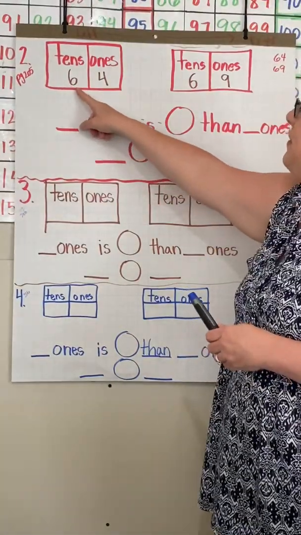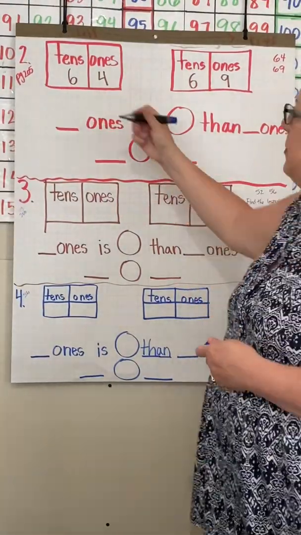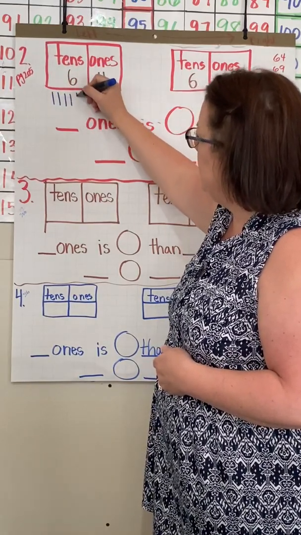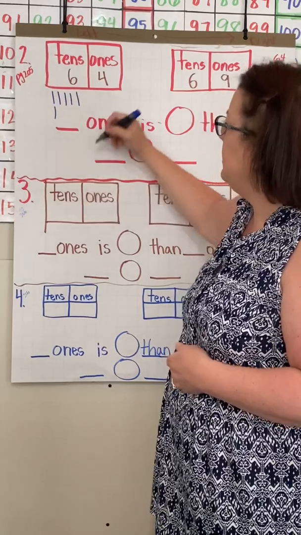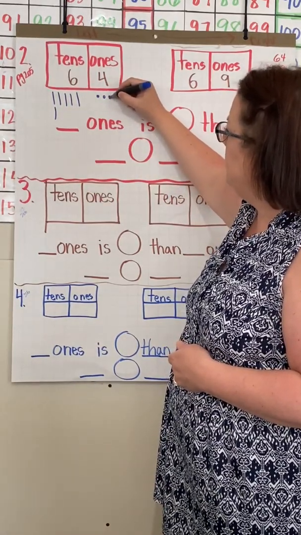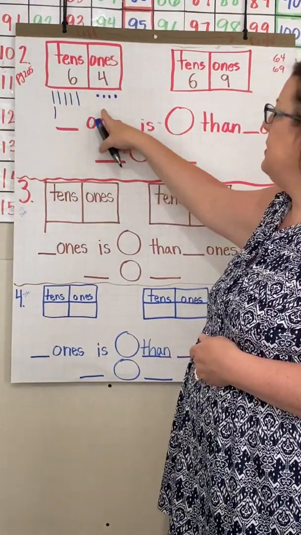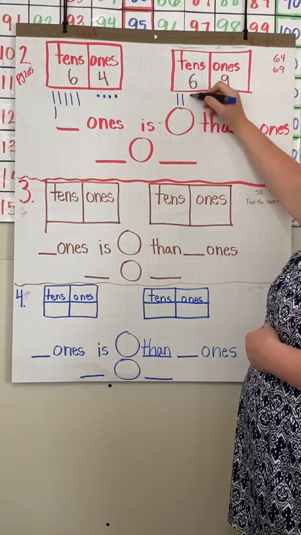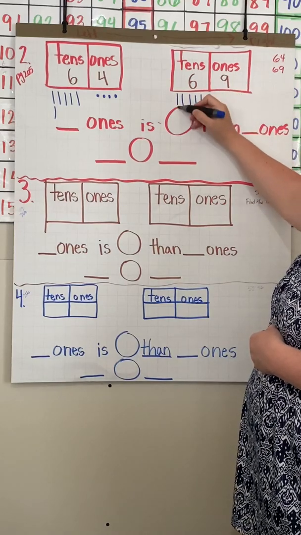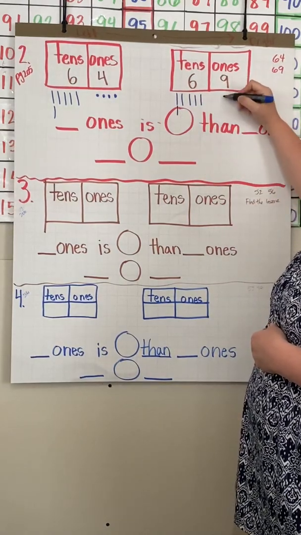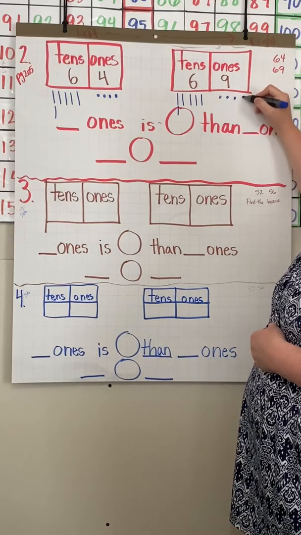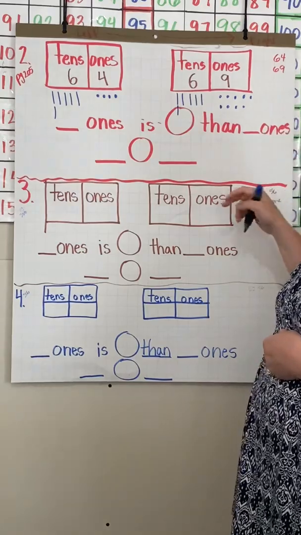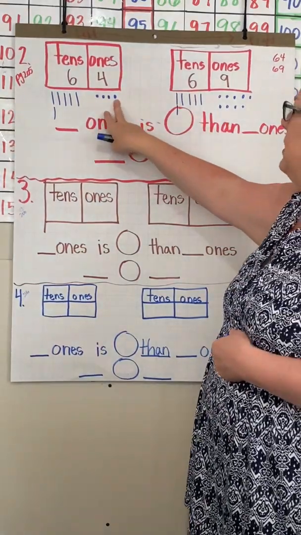Okay, so if I have 6 tens and 4 ones, I'm going to draw my tens. 1 ten, 2 tens, 3 tens, 4 tens, 5 tens, 6 tens, and 1, 2, 3, 4 ones. 6 tens and 4 ones. Here I have 6 tens again, and 9 ones: 1, 2, 3, 4, 5, 6, 7, 8, 9. So I have 9 ones here and 4 ones here.